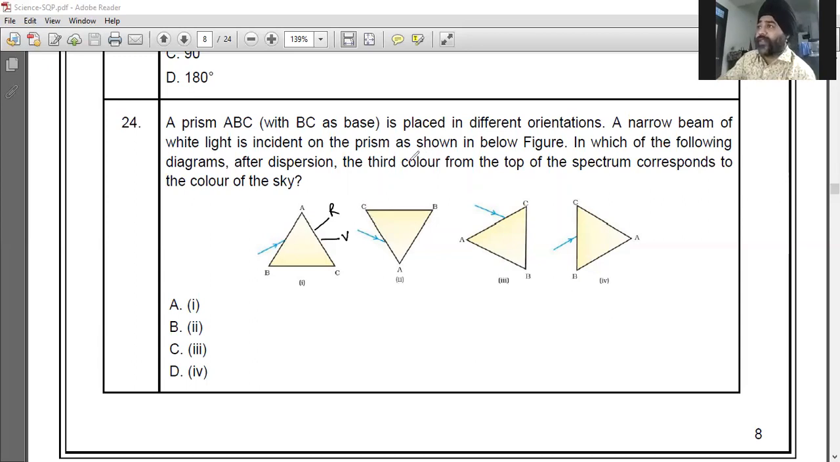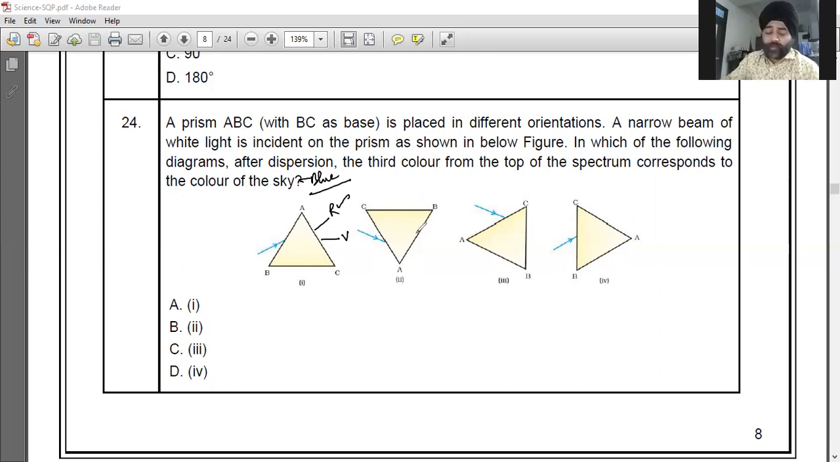Here it is given that the third color from the top of the spectrum corresponds to the color of the sky. The color of the sky is blue. So the third color from the top. You are going to get blue after violet. So it will not be from the top in this case, because here it is the red part, red color on top. Now in this position, what will happen?